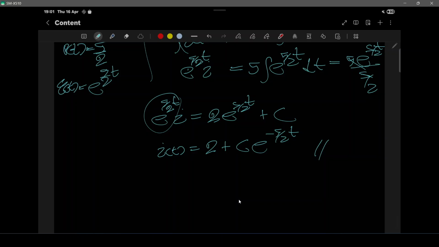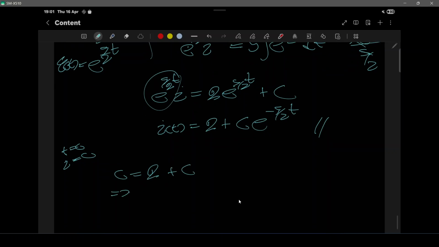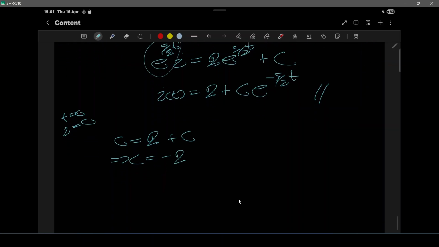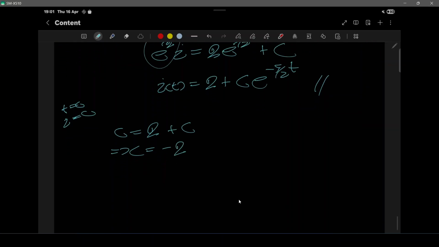The initial condition is given: when t is equal to 0, the current is equal to 0. So if we apply the initial condition, 0 is equal to 2 plus c, so that implies c is equal to minus 2. So the final answer is I(t) is equal to 2. Since c is also minus 2, I can take 2 common, so 1 minus e to the power minus 5 over 2 t.